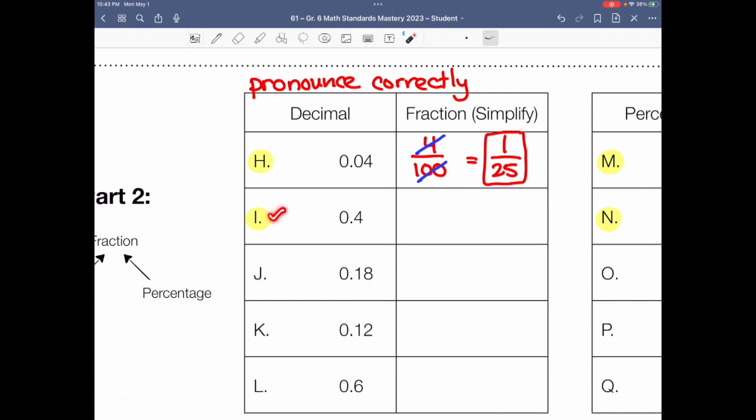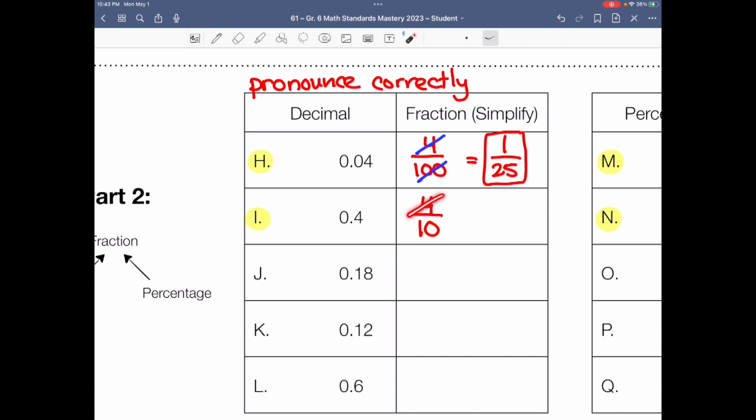Here's box I. This is in the tenths place value. So this decimal is pronounced 4 tenths. And that's the exact same pronunciation as your fraction. 4 tenths. And now just simplify.